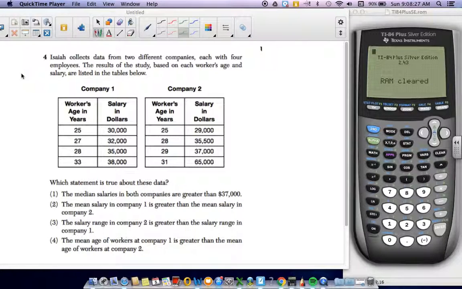Hello everyone. For question 4, we're taking a look at a statistics related question. Reading through the choices, we see we're dealing with median, mean, range, and mean once again.